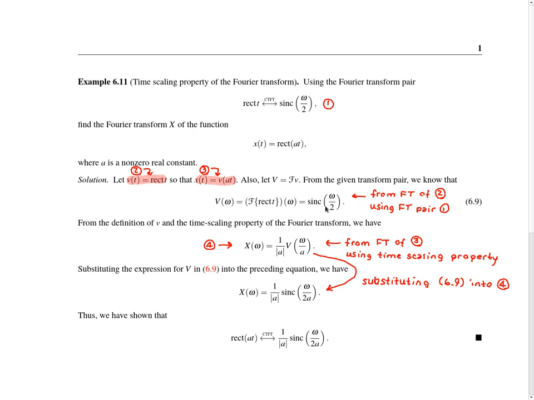So what we can do is we can substitute in this expression sinc omega over 2 for V of omega. So if we do this substitution in this line here, what we get is the next line, which is our final answer. So we have the Fourier transform of little x, which is denoted by big X here, is given by this right-hand side expression. And of course we can write this as well with double arrow notation, just as an alternative way to represent our final answer.